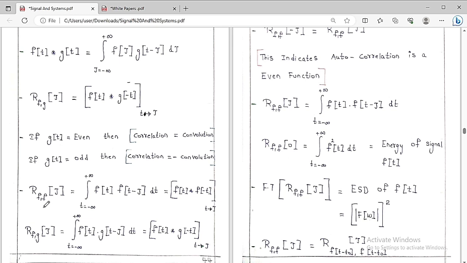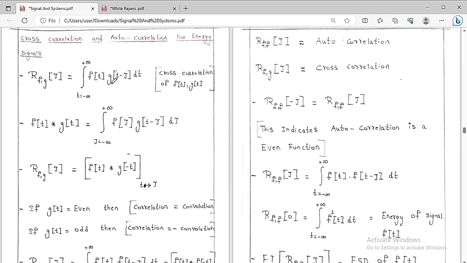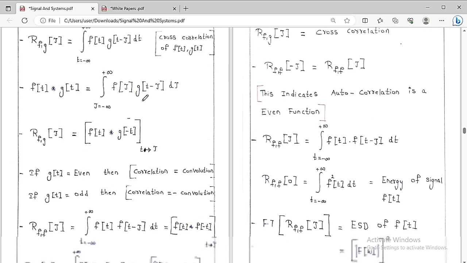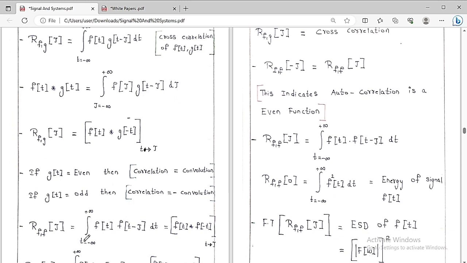So autocorrelation of f comma f of tau is equal to, so you know the formula, right? In place of g, replace g by f. Same thing. Integration from t equal to minus infinity to plus infinity of f of t into f of t minus tau into dt.